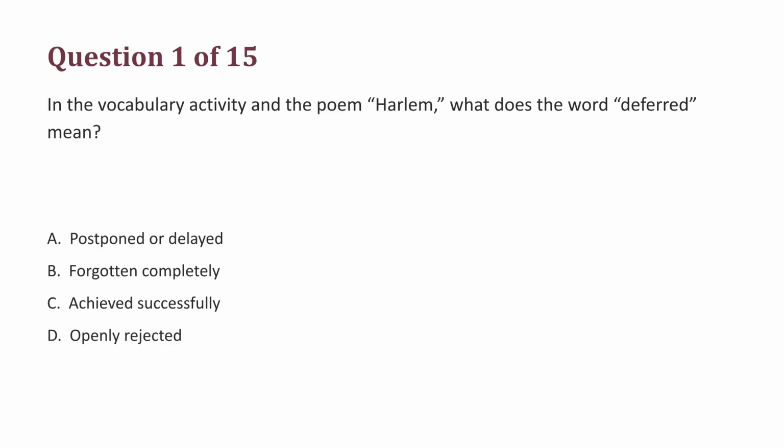Let's begin. Cognitive level: understanding. Question 1. In the vocabulary activity and the poem Harlem, what does the word deferred mean? Here are your choices. A. Postponed or delayed. B. Forgotten completely. C. Achieved successfully. D. Openly rejected. Take a moment to choose your answer.